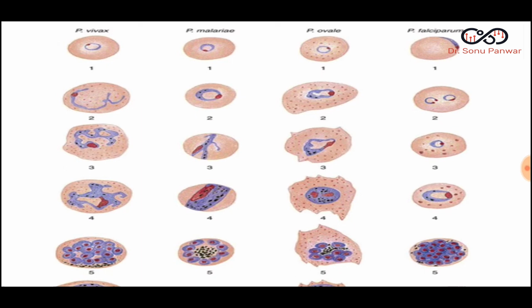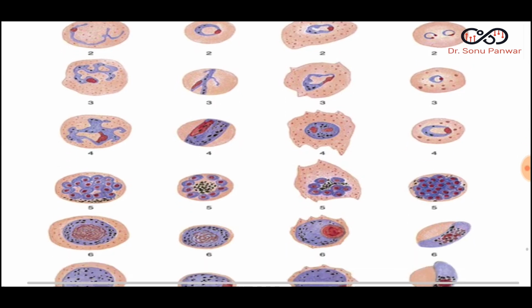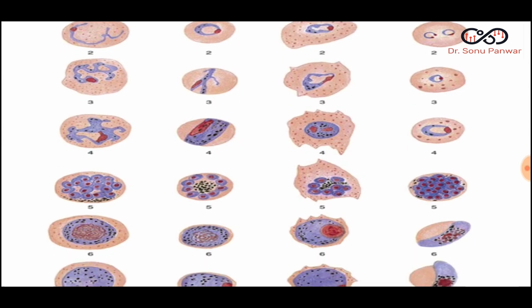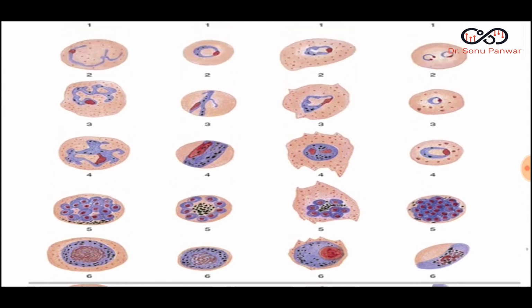And the fifth one in the third column is the mature schizont with merozoites. As in all others, this is also a mature schizont with merozoites, and they are arranged irregularly here. The sixth one again is a microgametocyte with dispersed chromatin, and the seventh one is a macrogametocyte with compact chromatin.